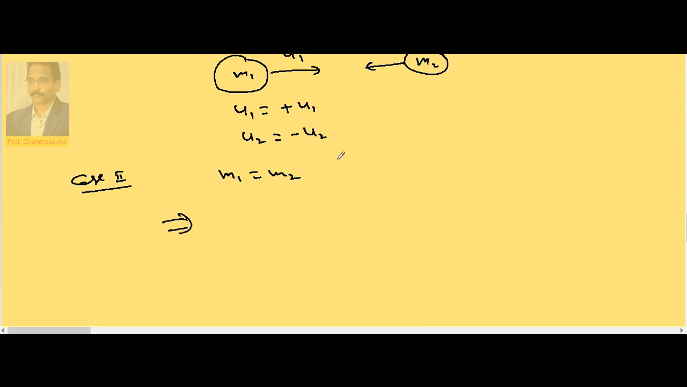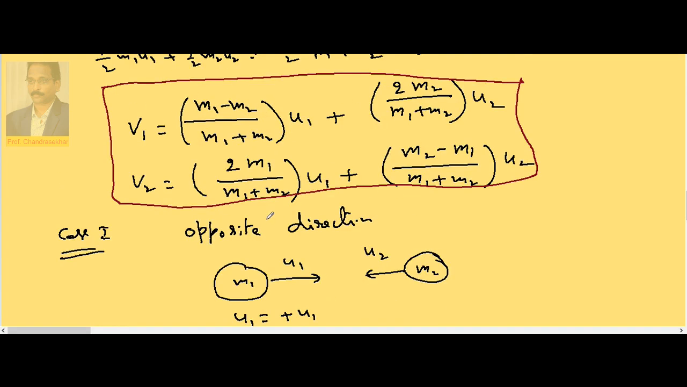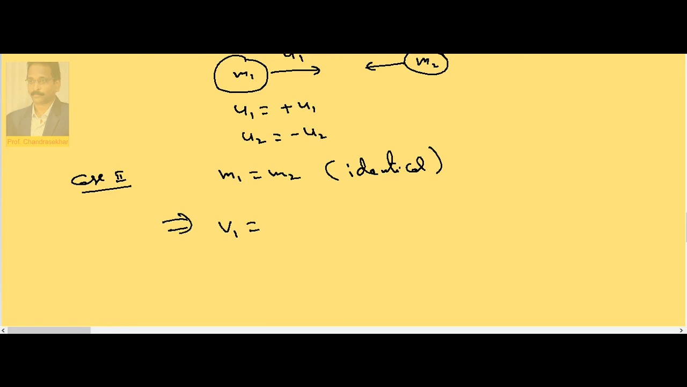Collision between two identical bodies. Elastic collision between two identical bodies. Then v1. Now if I take this equation, m1 and m2 are equal. So when I say m1 and m2 are equal, this term becomes 0. Here m1 and m2 are equal, so this is 2m2, and the 2m2 gets cancelled, so it becomes v2.